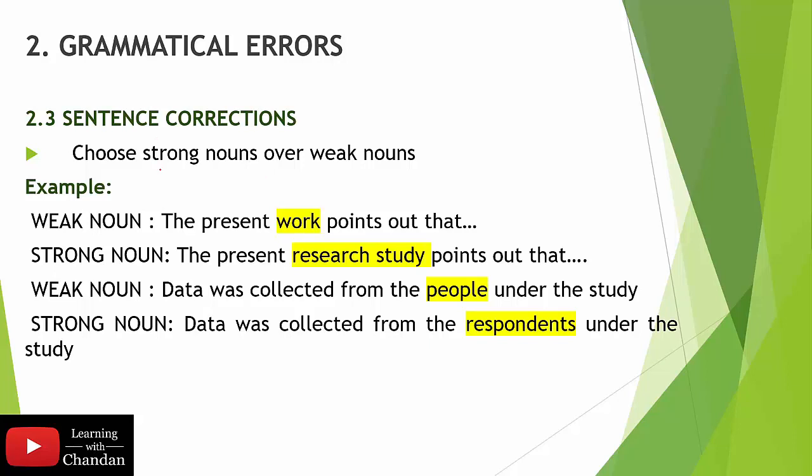The next important point under sentence framing is to check for weak nouns which need to be converted into strong nouns. For example, a weak noun would be mentioning the work, whereas a strong noun would be a research study in place of work, which has a stronger connotation and emphasis. Another example is the word people. Rather, it should be used as respondents, which is more specific and denotes a stronger meaning.